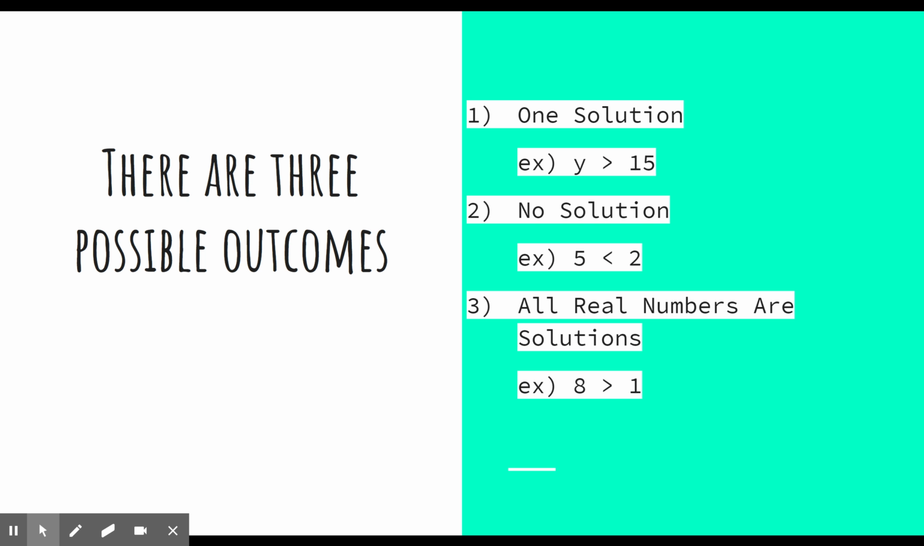The last possible option is all real numbers are solutions. In that case, you get something that is always a true statement, like 8 is greater than 1, or 3 is greater than 0, or -2 is greater than -19. You are always going to get a true statement. As you can see, when it involves no solution or all real numbers, both of those don't necessarily include the variable in the end. For no solution, it ends up with a false statement. For all real numbers are solutions, it ends up with a true statement.